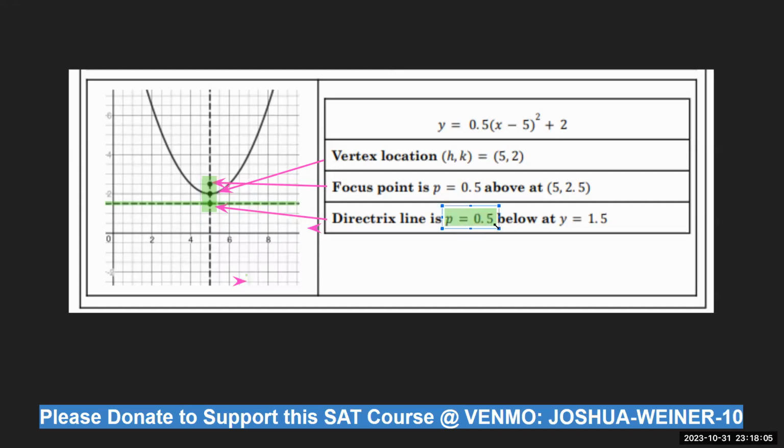Since P equals a half point, you know that the vertex was at 5,2. So the focus is a half unit above at 5,2.5. And the directrix line is y equals 1.5. It's a half unit below.